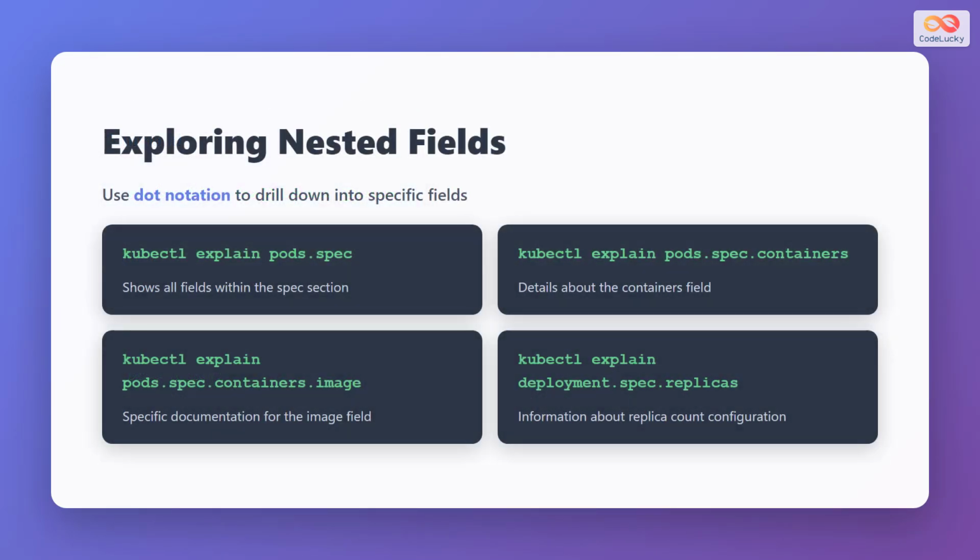One of the most powerful features of kubectl explain is the ability to explore nested fields using dot notation. For example, kubectl explain pods.spec shows all fields within the spec section. You can go deeper with kubectl explain pods.spec.containers to get details about the containers field. You can drill down even further with kubectl explain pods.spec.containers.image for specific documentation about the image field. This works for any resource, like kubectl explain deployment.spec.replicas to learn about replica count configuration.